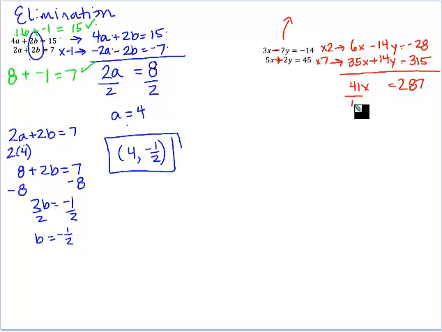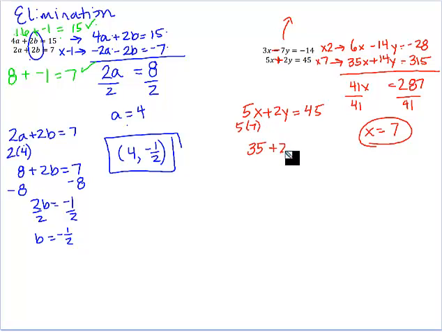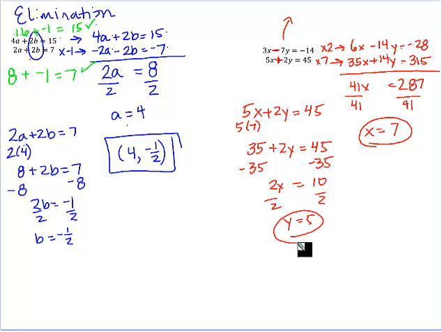Now to get your x alone, you divide by 41, and x here then is equal to 7. Okay, x is 7. I'm going to plug that into either equation. I'll just plug it into the bottom one. 5x plus 2y is 45. Well, 5 times 7 is 35. So 35 plus 2y is 45. Minus the 35. So 2y is equal to 10. Divide by 2, y is equal to 5. So the solution should be 7, 5.